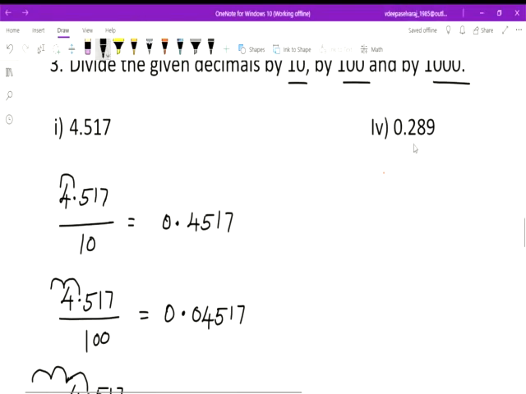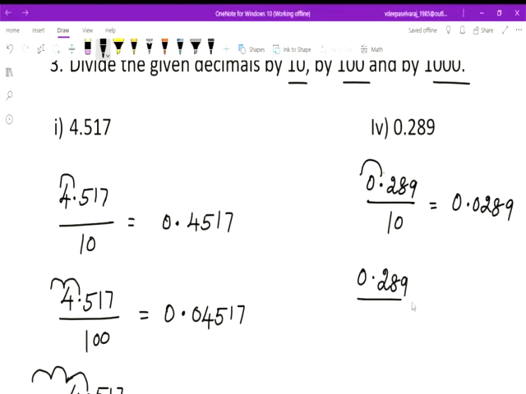Now 0.289 divided by 10. Okay. So dividing by 10, the decimal point moves one place to the left. So 0.0289. Okay.